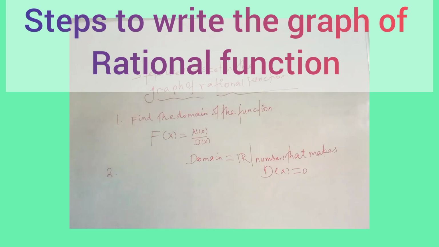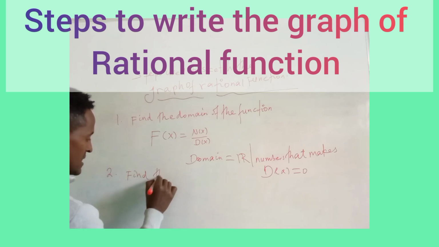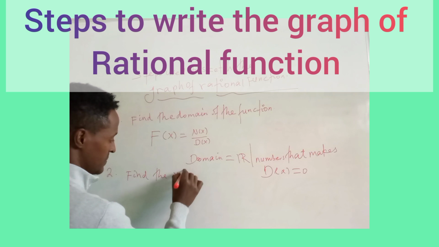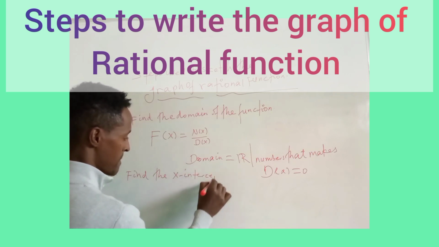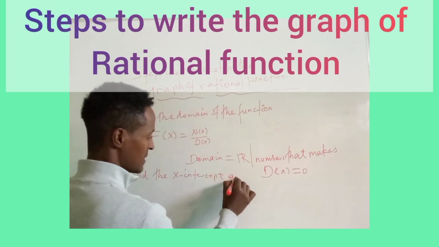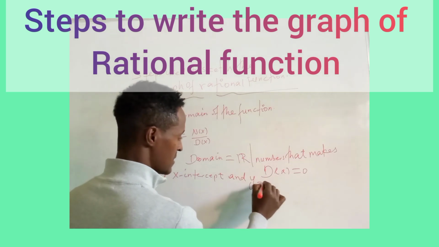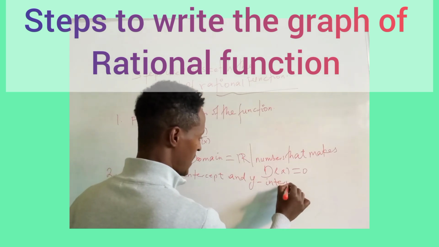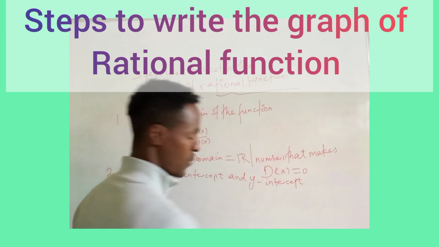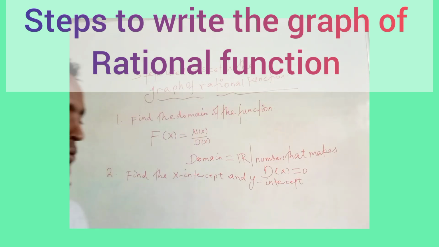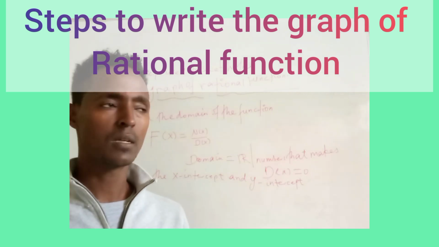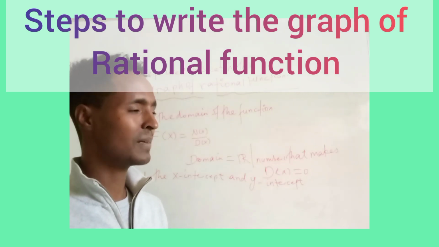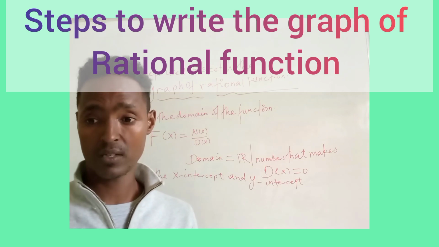The second step is finding the intercepts. Find the x-intercept and the y-intercept. We are going to find the x-intercept and the y-intercept. As you know, what do I mean by x-intercept? The x-intercept is the point at which the graph crosses or touches the x-axis.